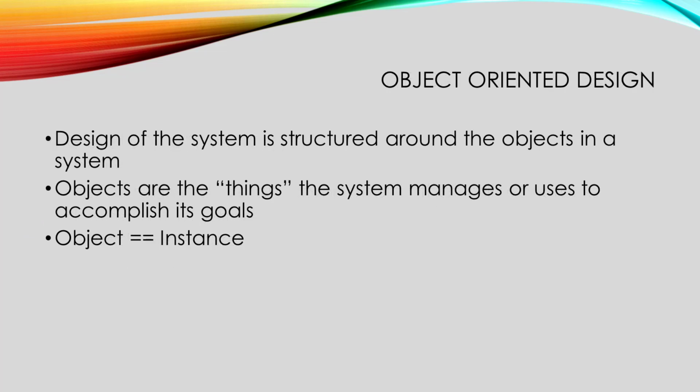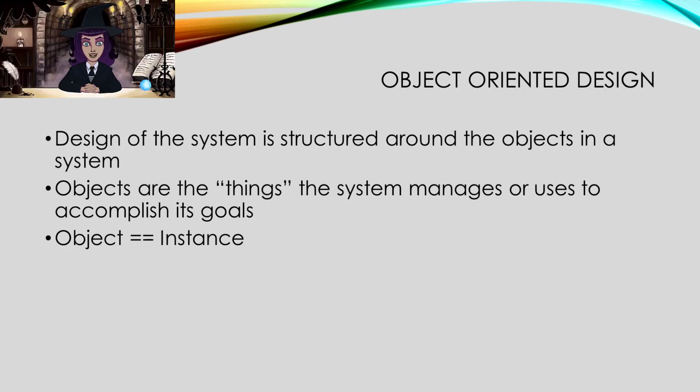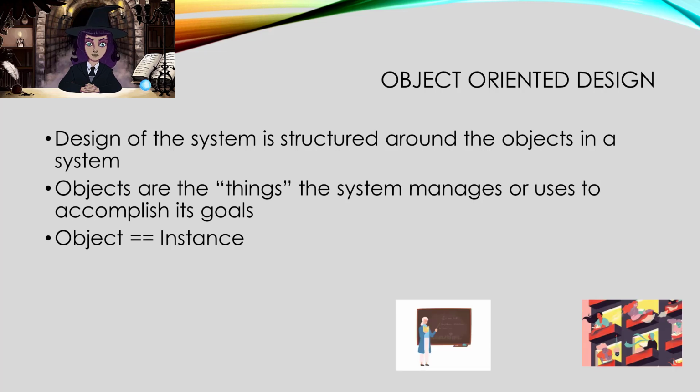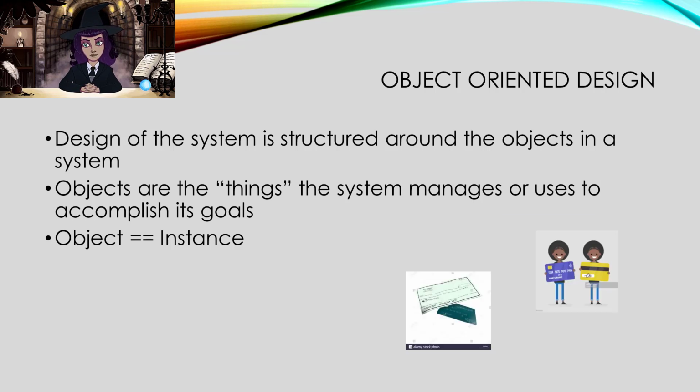When we design, we think about objects, which are the things the system manages or uses to accomplish its goals. For example, if we're building an information system for a university, the objects could be students, faculty, and courses. If we're building a game, the objects might be aliens, potions, and weapons. If we're building a system for a bank, the objects might be checking accounts and customers.